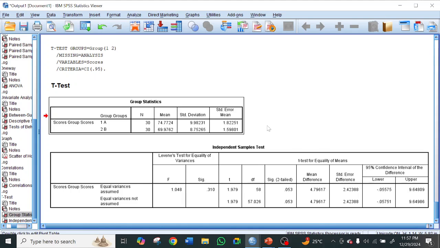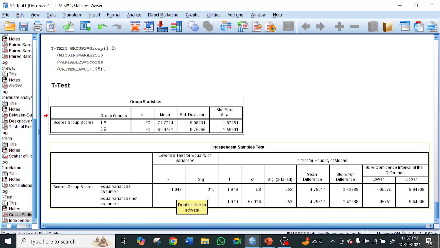Then we now have the independent samples test table. In it, we have Levene's test for equality of variance. It tests whether the variance, which is just the spread of scores, how the scores are scattered around in the group, is equal. The Levene's test F value is 1.048, as we can see here.